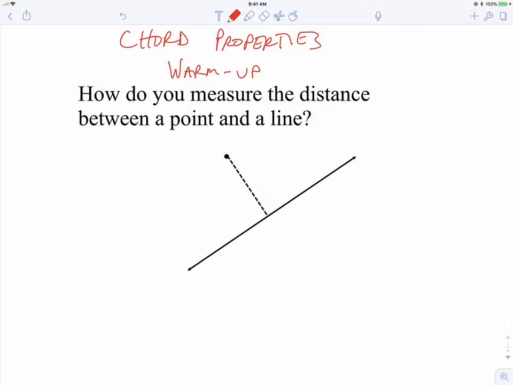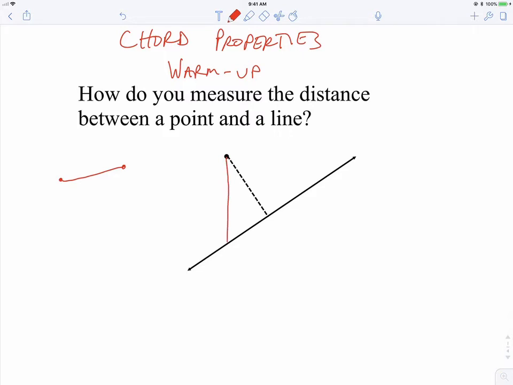Okay, now we're going to look at some chord properties of a circle. So first, one of the things that we're going to have to remember is how to measure the distance between a point and a line. When you want to measure the distance between 2 points, that's pretty easy. You know exactly where to go. But when measuring the distance from a point to a line, there's infinite points on that line.